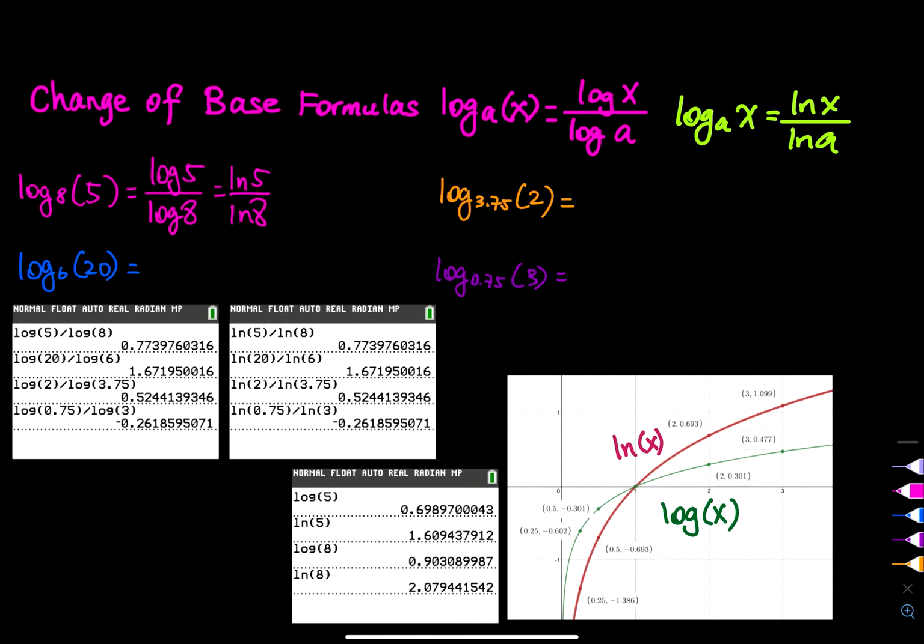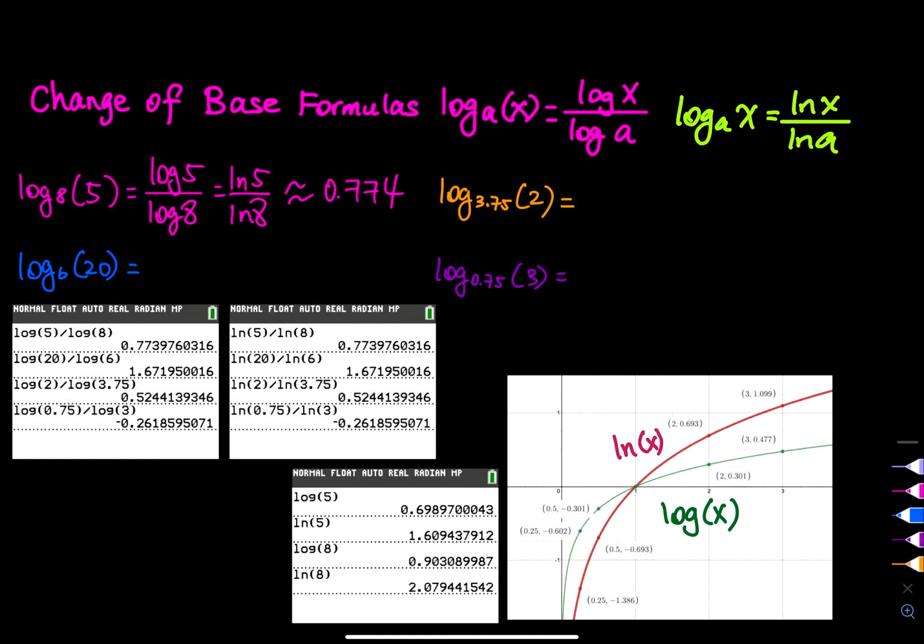And how many decimal places should we use? Let's use 3. So this is approximately equal to 0.774. So add 1 to the 3, 774. All right, so the log and the ln give us the same answer according to what I show you right here. And then the next one, log base 6.